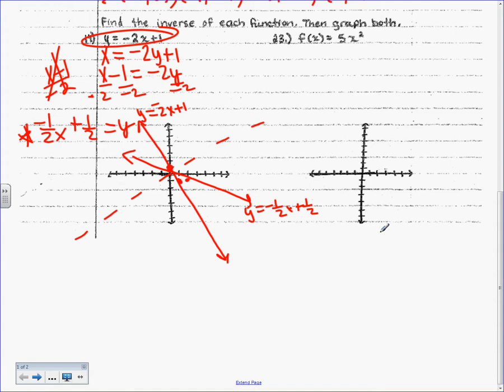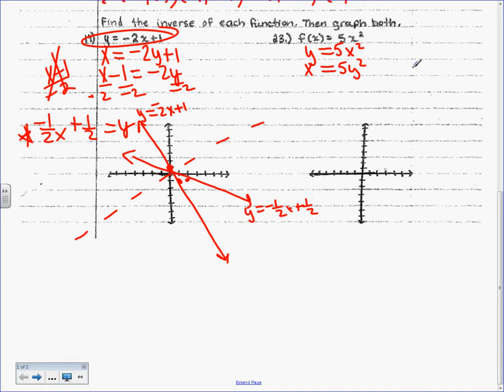Have I lost you? You flip x and y, you solve your graph, right? So for this one, y equals 5x squared is really what we have, right? So y equals 5x squared. What do I do? Invert, right? So x equals 5y squared. Is everybody okay with that?